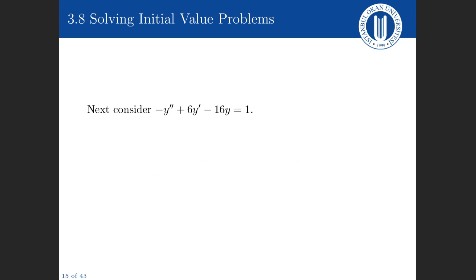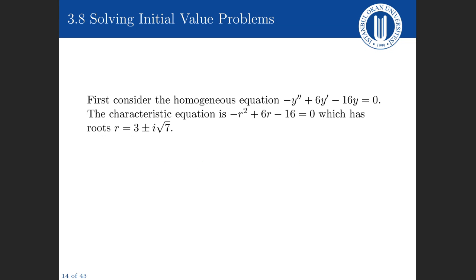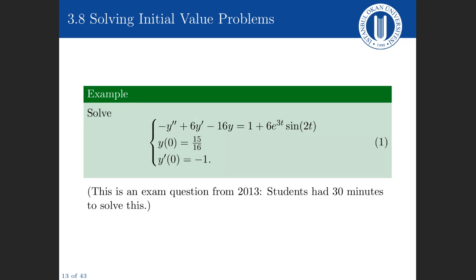Now, next, instead of looking at the whole non-homogeneous equation, I'm going to break this up into some easier pieces. First, I'm going to look at minus y double prime plus 6y prime minus 16y is equal to 1. I'm going to go back a couple of slides. Here we go. Forget the initial conditions for now. Forget the plus 6e to the 3t sine 2t for now. I just want to look at this equation with equal to 1 on.